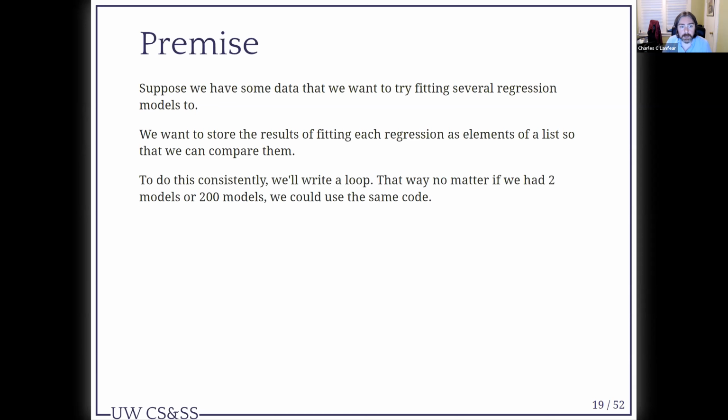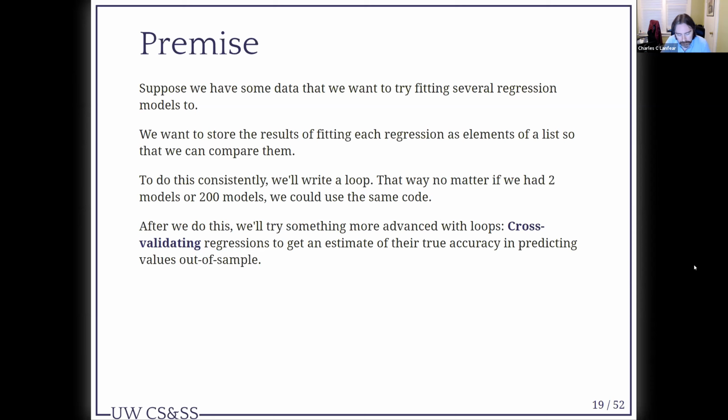Okay. So to do this consistently, we would probably want to write a loop. The nice thing with a loop is if we have 2 models, it'll work. If we have 200 models, we could use exactly the same code. Okay? It'll work exactly the same no matter how many models you give it. Loops are nice like this for the scaling.